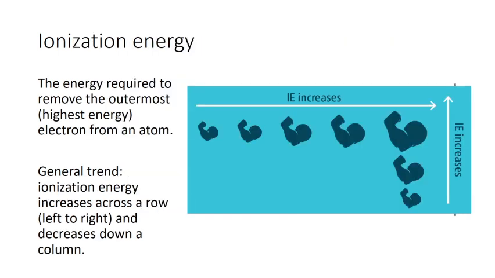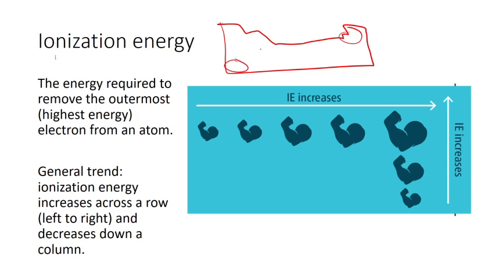Okay, this one, ionization energy. It is the energy required to remove the outermost or highest energy electron from an atom. The general trend is that it increases across a row and it decreases down a column. So basically, it is really tough to remove the outside electron from the stuff over here, but it's really easy to remove electrons from the stuff over here. And so this kind of fits in with other trends.